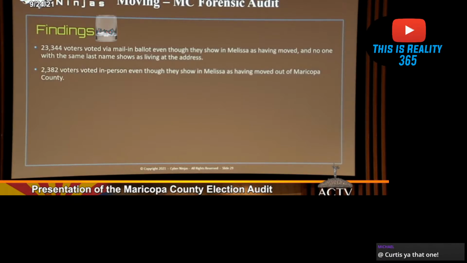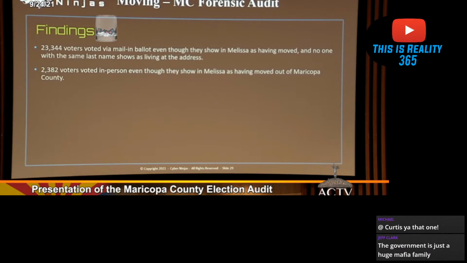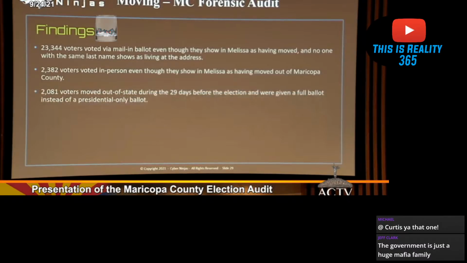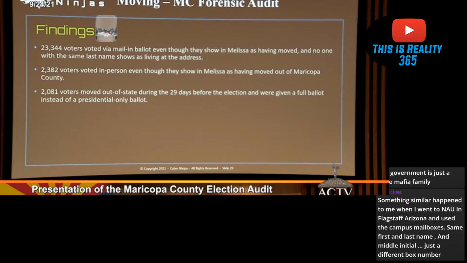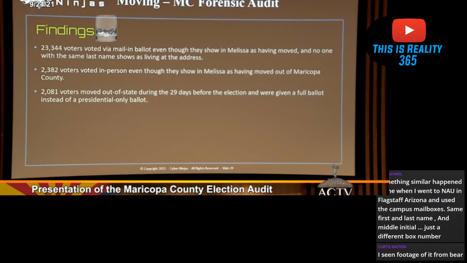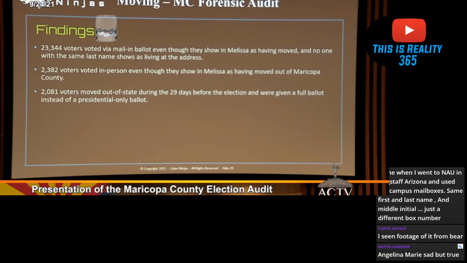We had 2,382 voters who voted in person, even though they showed in Melissa as having moved out of Maricopa County prior to that date. We have 2,081 voters who moved out of state in the 29 days before the election and appeared to be given a full ballot, which should have been, if they voted at all, a president-only ballot, where literally the only option on the ballot would have been president. That is something that is by Arizona statute.